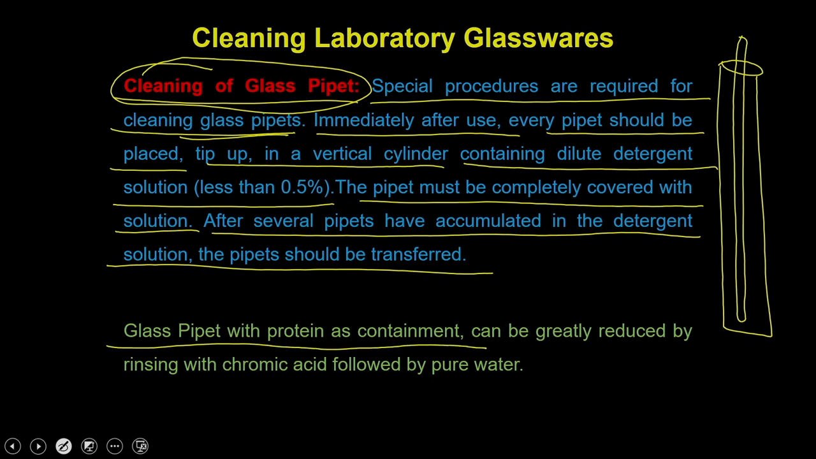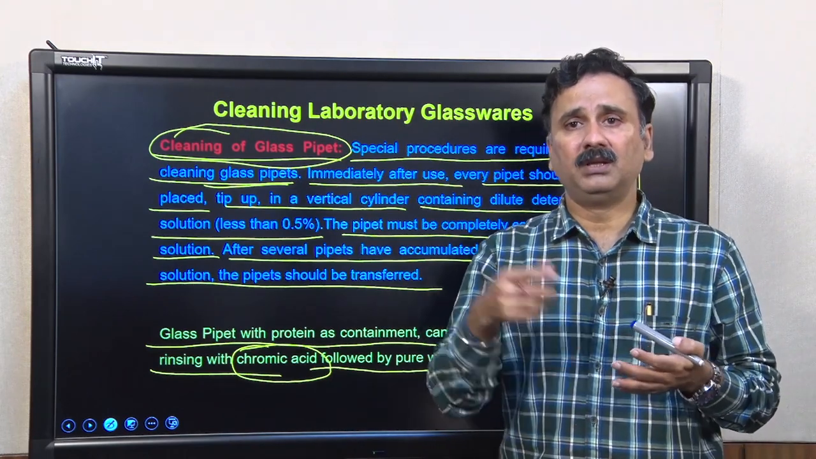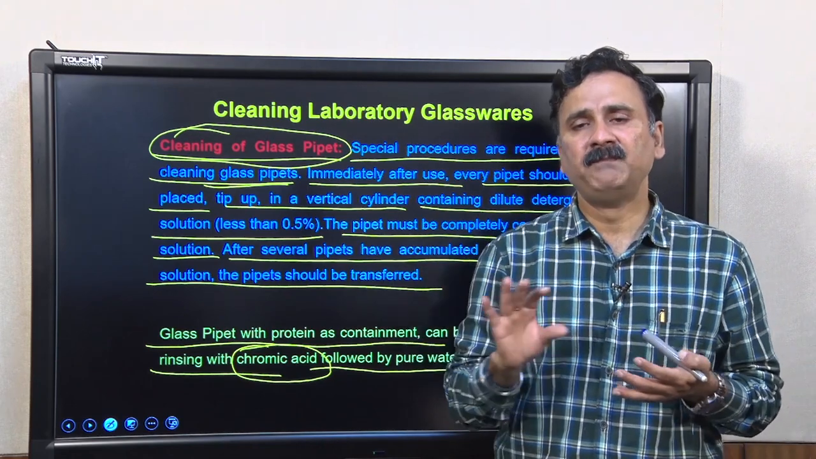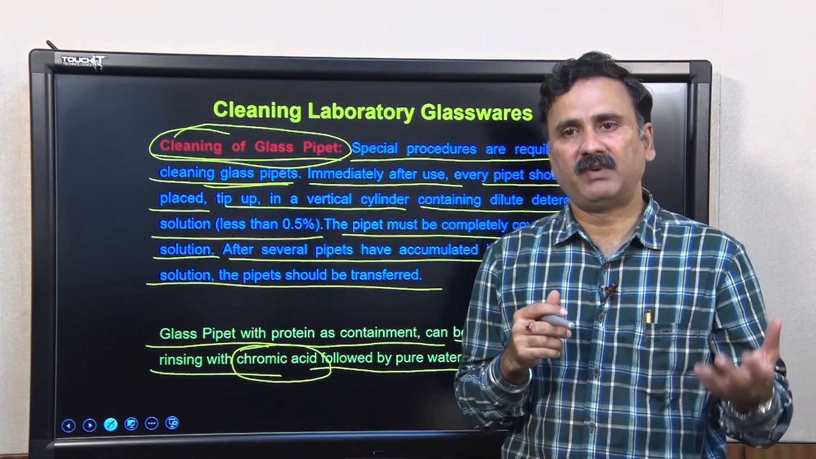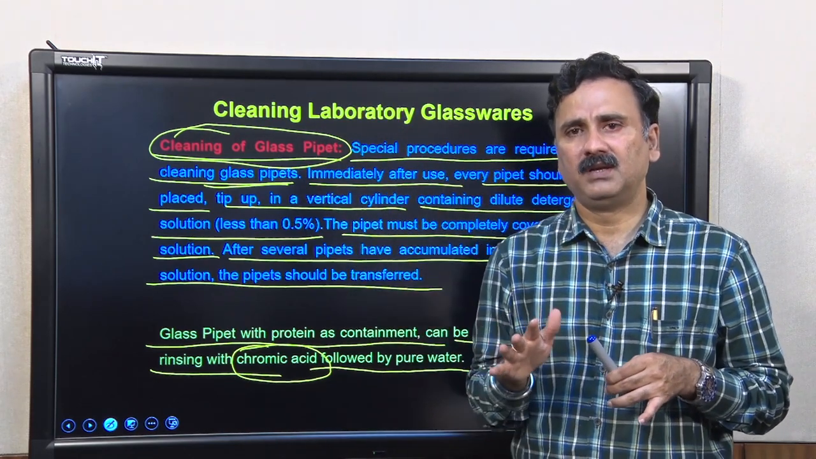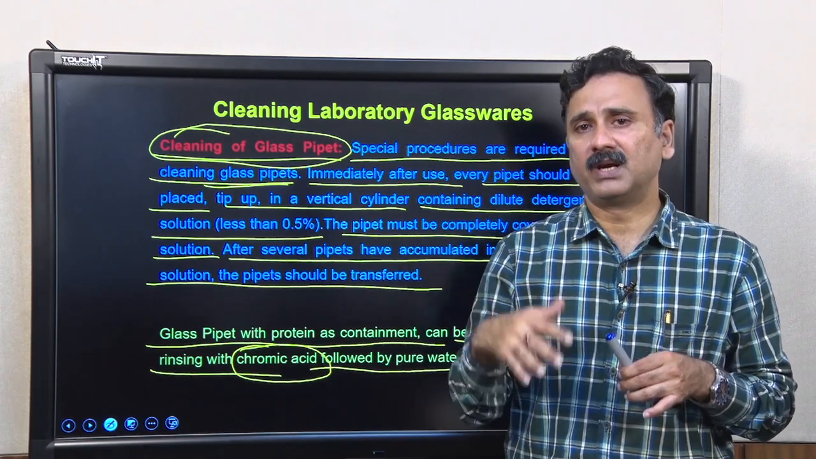If you have a glass pipette with protein as a contaminant, it can be readily removed by rinsing with chromic acid. Chromic acid is a special acid that you can use to clean the glass pipette if you are using protein samples. For example, if you are using the glass pipette for cell culture purposes, you are taking the serum and all other kinds of materials. That is going to coat the inner surface of the glass pipette, and that will not go away simply with detergent. So you first dip the glass pipette into a chromic acid solution. Chromic acid is going to oxidize the protein, and that's how it gives you the proper cleaning.